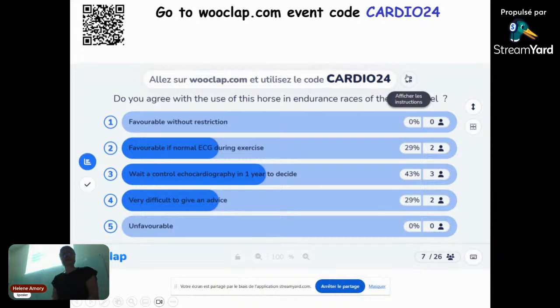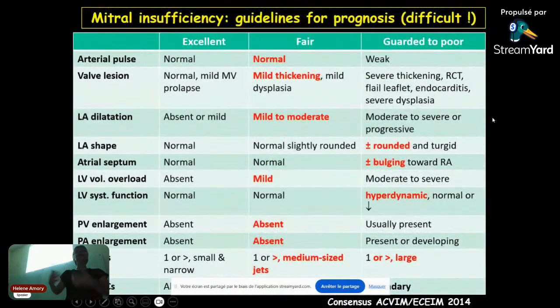Okay. Of course, this kind of case is very difficult to say because it can continue to do really good performance for many years, but there is always a risk of evolution. I could do a control echocardiography in some months to say if it will be better, but now the pre-purchase examination, they want from you an objective advice directly. And when you look at the criteria of our consensus paper, it's shared between fair prognosis to a guarded to poor prognosis. It's doubtful. I will not be confident in this case.